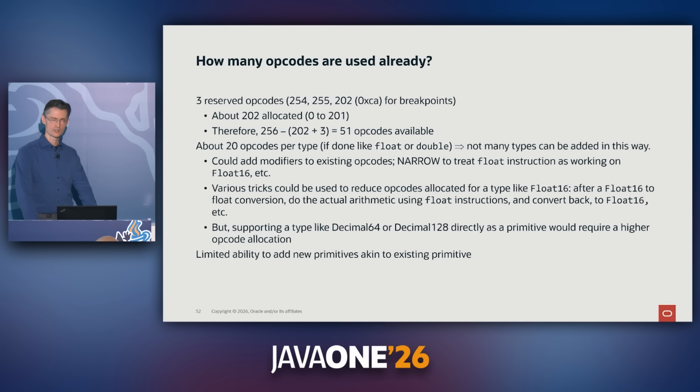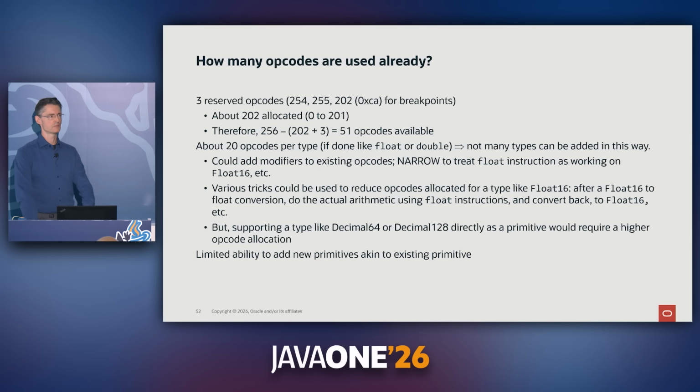The JVM instruction set is bytecode, so up to 256 possible instructions since it's a byte. So how many bytecodes do we have to work with for possible future expansions? About 200 of the instructions are already allocated, so we have approximately 50 to work with. The problem is, if we do things as we do with float and double, each of those would require 20 instructions. So there's very limited headroom to add additional types.